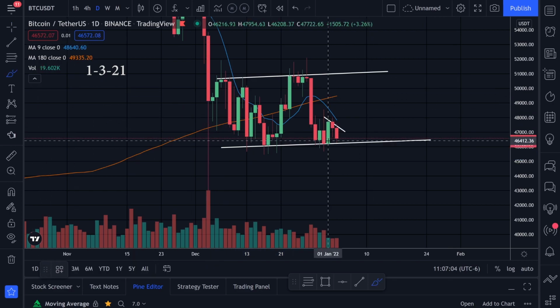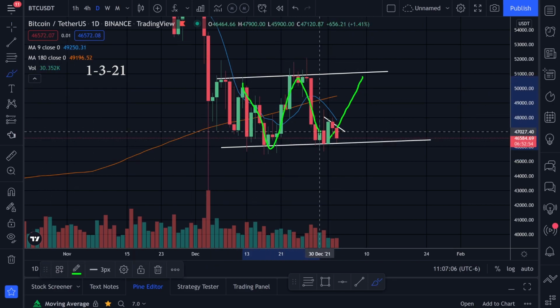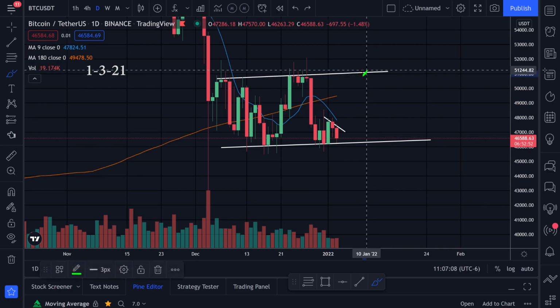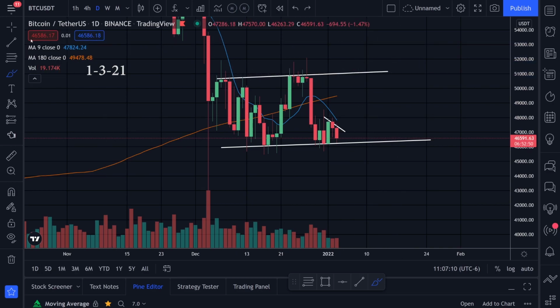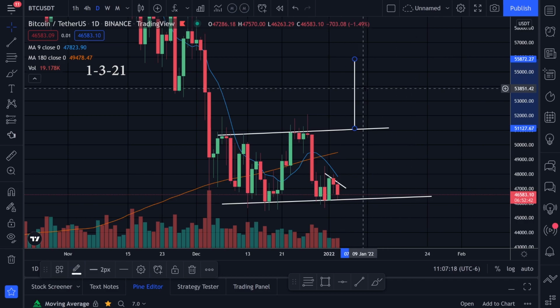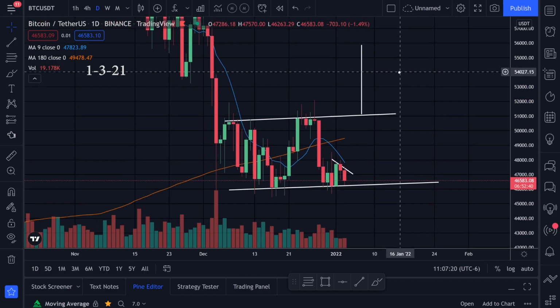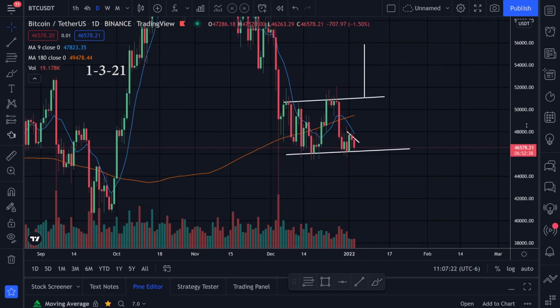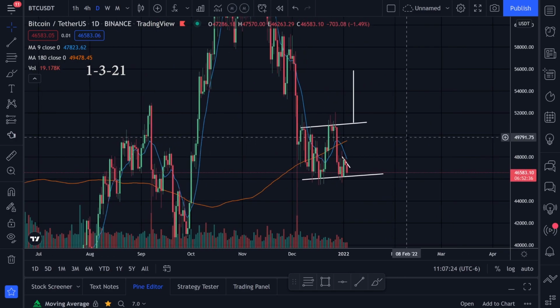If we come up like this, then we'll make a W like that, and if we could break this trend line going to the upside, then what I'll be doing is targeting from the top to the bottom of this W, dragging that to the breakout, and we'd be looking at a target of approximately 56,000. Just depends. I kind of did that pretty quick, but yeah, that's kind of what I'm looking at.